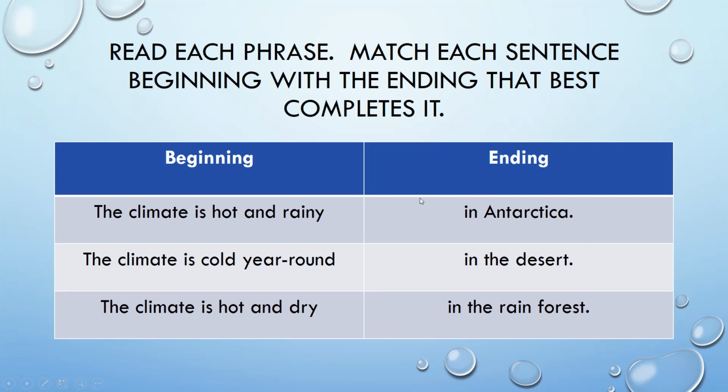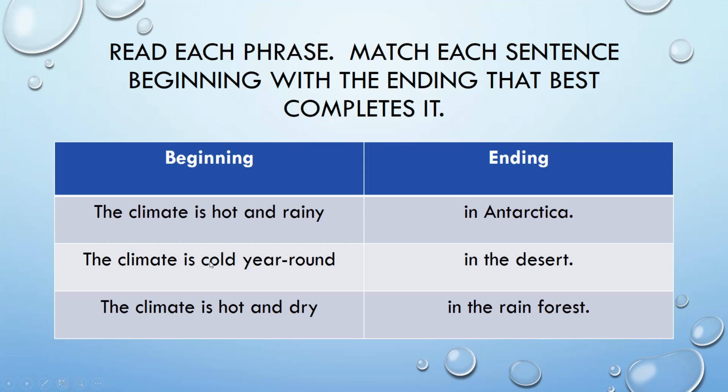Read each phrase. Match each sentence beginning with the ending that best completes it. So the climate is hot and rainy in Antarctica? In the desert? In the rainforest. Definitely in the rainforest. I know it's hot and it's rainy in the rainforest. And I know especially Mrs. Stack's class, we're studying rainforests. So you should be familiar with that climate.